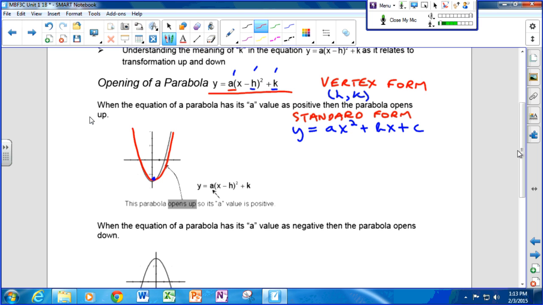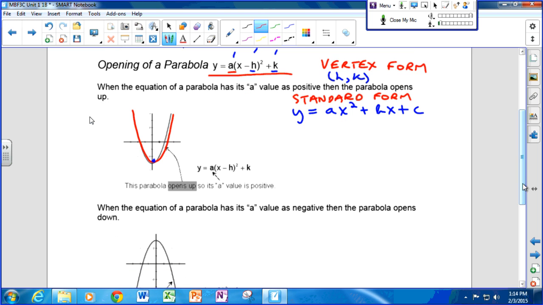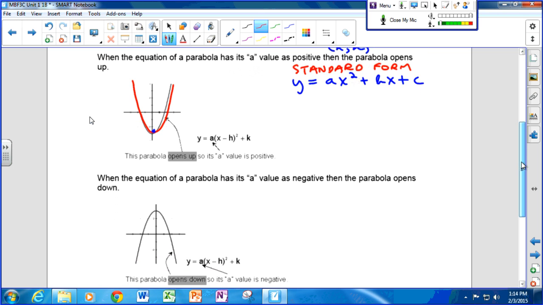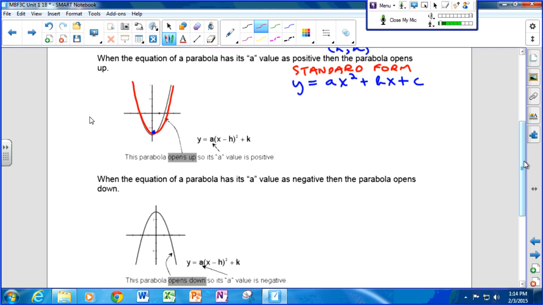It could be negative 5, it could be negative 1. Okay, a really can't be 0, because if a was 0, then basically a times whatever's in brackets would be 0. If a is 0, then all we have is y equals k, and all we'd have is basically a straight line. So we wouldn't actually have a parabola. So a can be any number, positive or negative, but it really can't be 0.